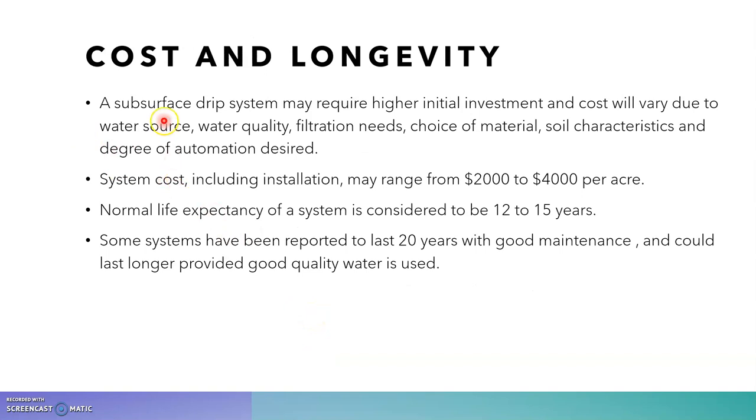One more thing is cost and longevity. Subsurface drip irrigation generally needs a higher investment, and cost will vary due to the water source, water quality, and infiltration needs. Everything varies depending on these. System cost, including installation, may range from 2,000 USD to 4,000 USD per acre. It's pretty high, but the return on investment will be very high, so we can go with this. Life expectancy is considered to be 12 to 15 years, but if we maintain the system properly, it can last up to 20 years as well.